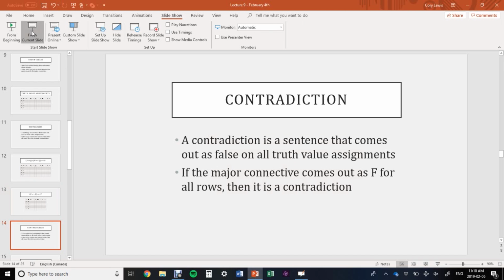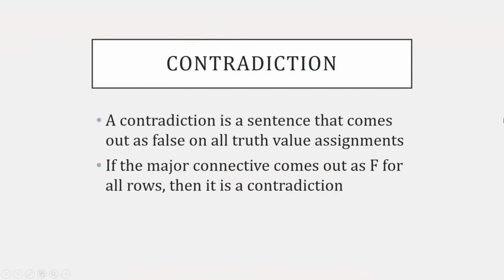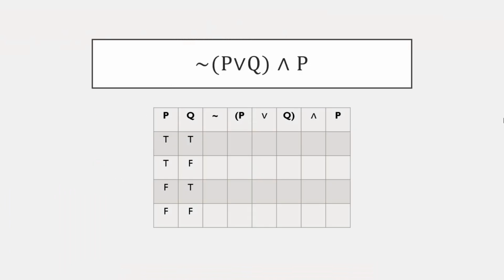Right. So we've seen tautologies, we've seen contingent sentences. Let's also talk about contradictions. A contradiction is a sentence that comes out as false on all truth value assignments. So if the major connective comes out as F for all rows, then it's a contradiction. So here's something that ought to work out as a contradiction.